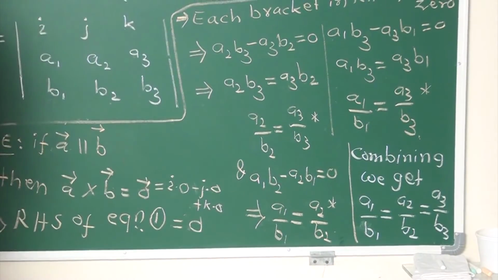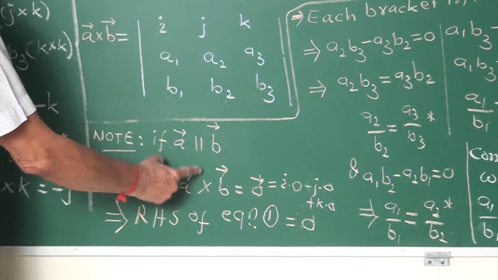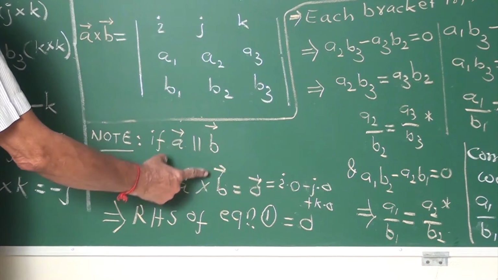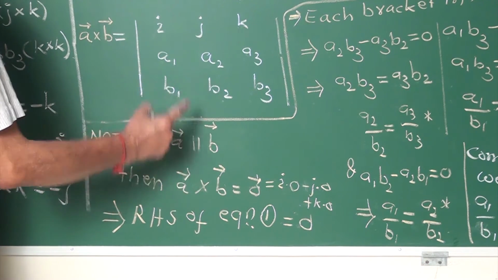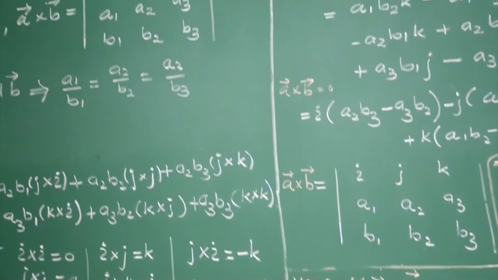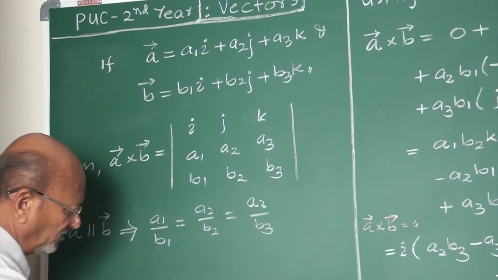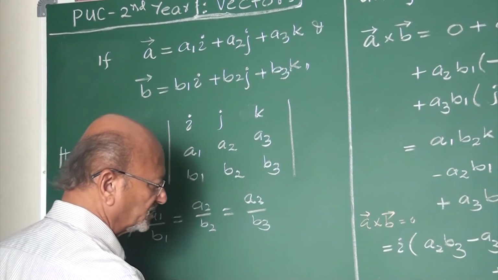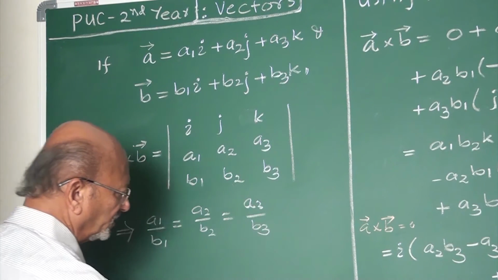In this case, my friends, remember, if the two vectors are parallel, the cross product is 0. If the two vectors are perpendicular, the dot product is 0. Parallel cross, perpendicular dot. Now, I do some examples based on this. These are good examples for CET and any competitive exam, objective type. Very important for 1 mark and CET questions.